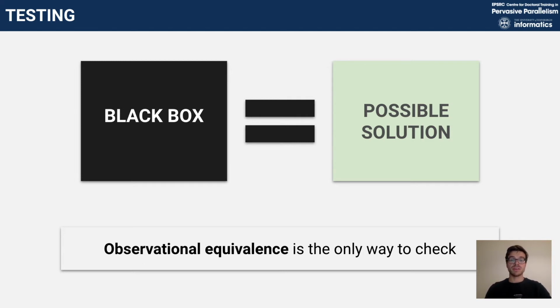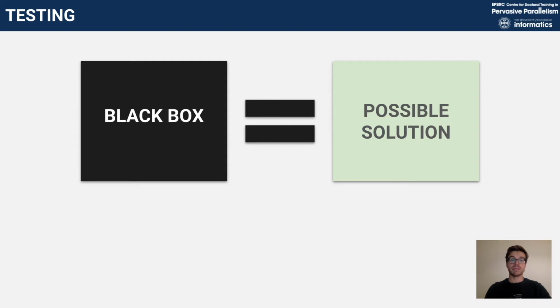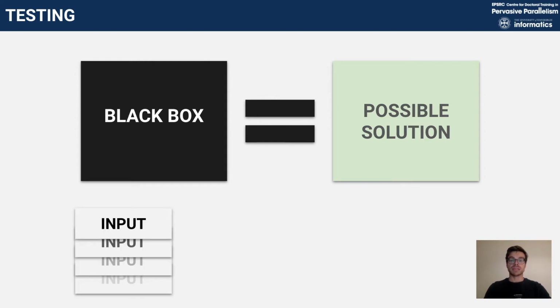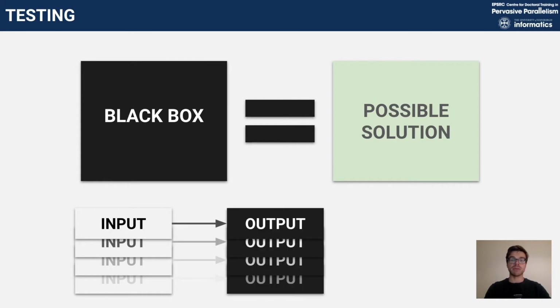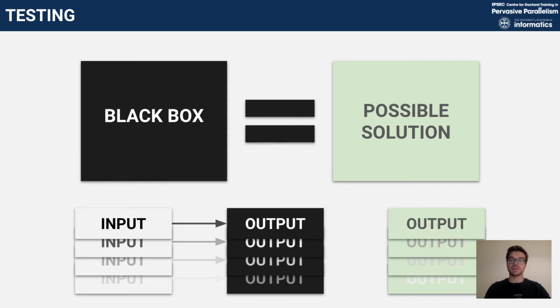We check observational equivalence by generating many random input data points for the black box, then calling the black box to generate the corresponding output data points. We do the same for the solution program to create corresponding outputs. Then we check if each black box output is the same as the corresponding solution output. If they are, then the two are observationally equivalent and the solution is correct.